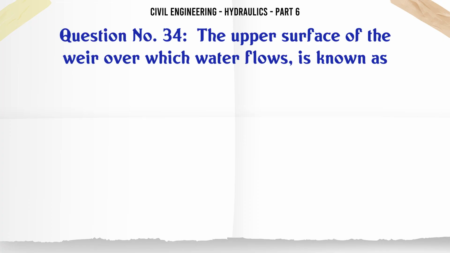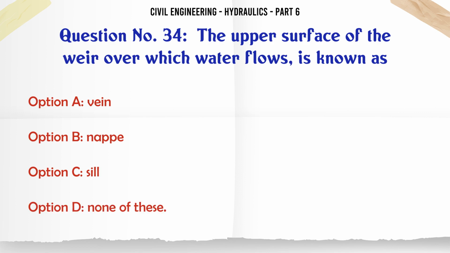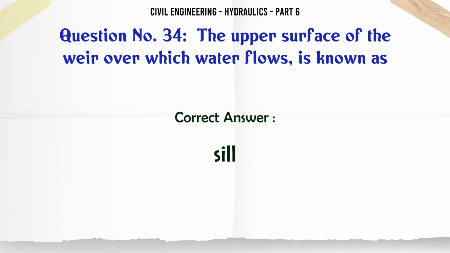The upper surface of the weir over which water flows is known as A. vein, B. nap, C. sill, D. none of these. The correct answer is sill.